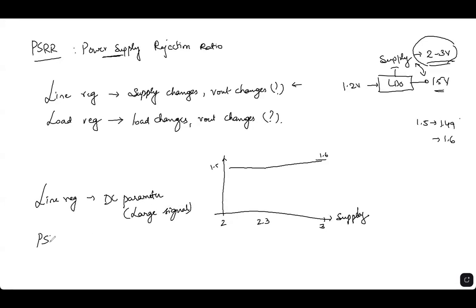Coming to PSRR, it is also very similar, in that it also looks at how much of the change we see in the output. However, the change is different here. PSRR is an AC or small signal specification, meaning if there is an AC component present in the supply. Why would there be an AC component?